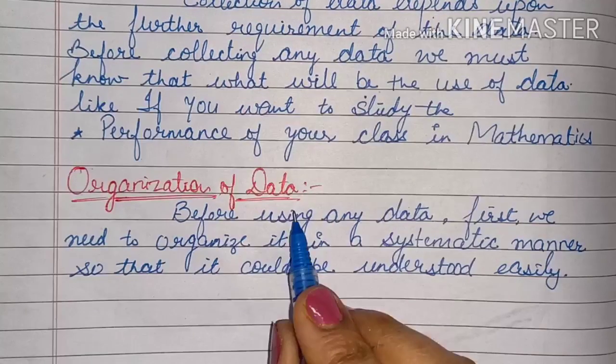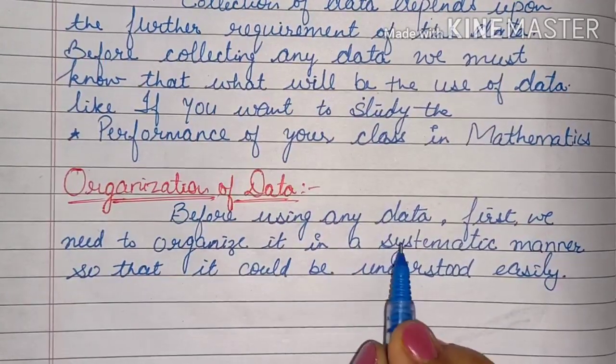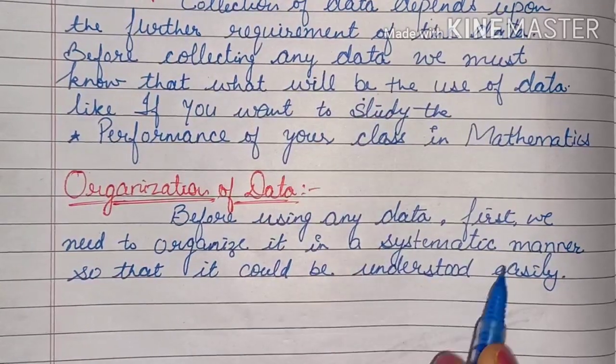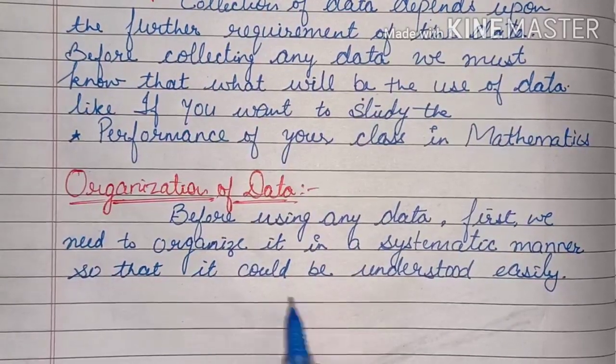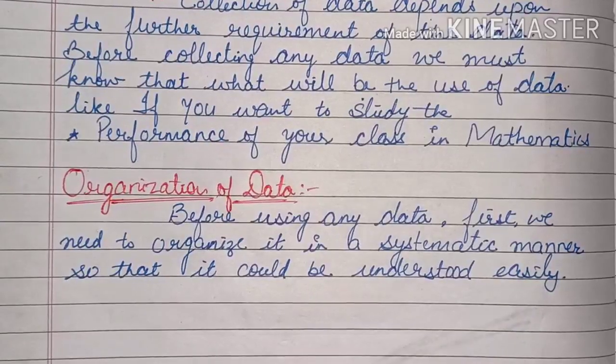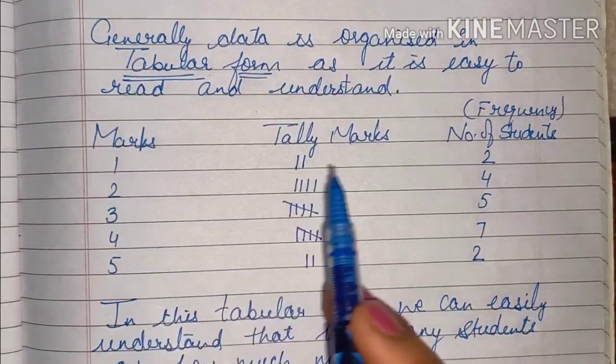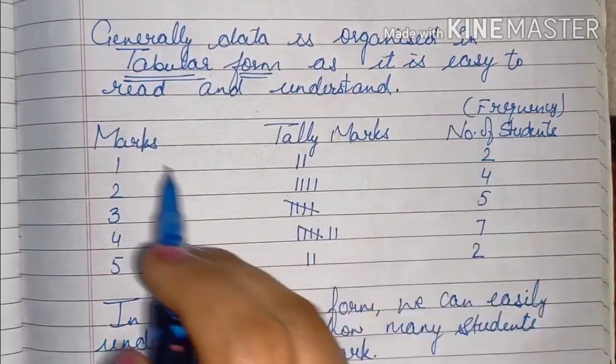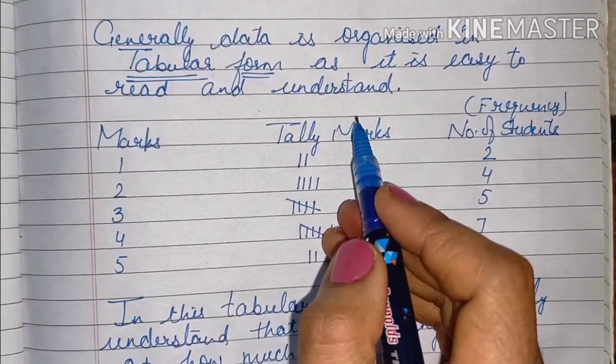Next is organization of data. Before using any data, first we need to organize it in a systematic manner so that it can be understood easily. Generally data is organized in tabular form as it is easy to read and understand.